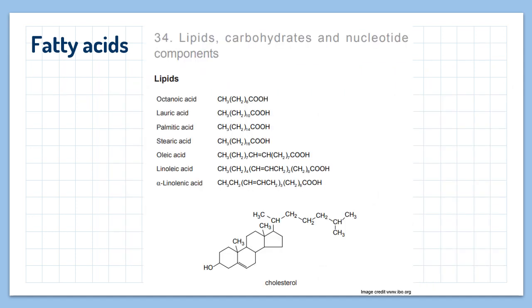We have in our data booklet, table 34, some examples of lipids, and there's also carbohydrates and nucleotides, but we're going to look just at the lipids for now. So we have examples of some lipids listed, and then we also have the structure of cholesterol shown to us. We'll talk about cholesterol a lot more at the end of this lecture. But I just want to take a quick minute to talk about how we can take this kind of structural formula and turn it into a picture of the molecule.